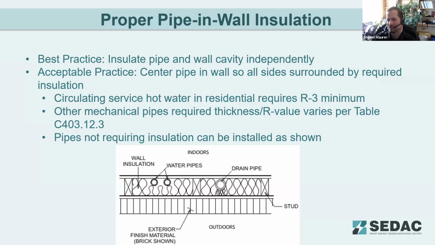If you're dead set on using cavity insulation to insulate your pipe, you have to find a way to bracket that pipe in the center of the cavity, where you get that R3 insulation from the batt all the way around the pipe, including to the interior.